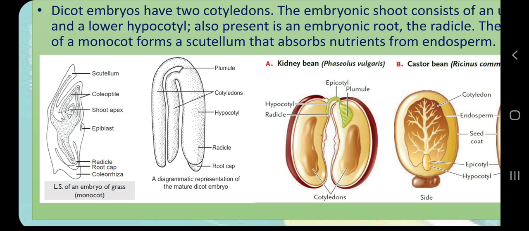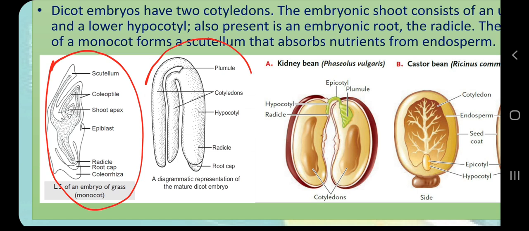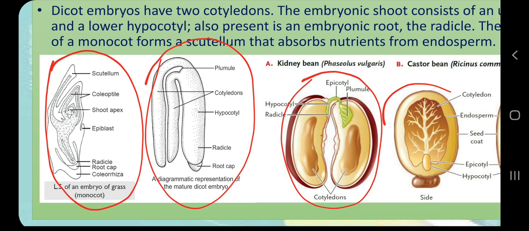Generally, you will find monocot seeds as endospermic seeds and dicot seeds as non-endospermic seeds. These are not the diagram of seeds, these are the diagram of embryos. This is the diagram of seeds, these are the seeds.